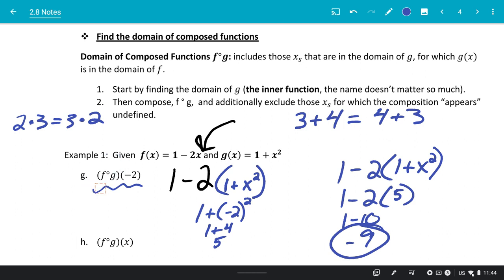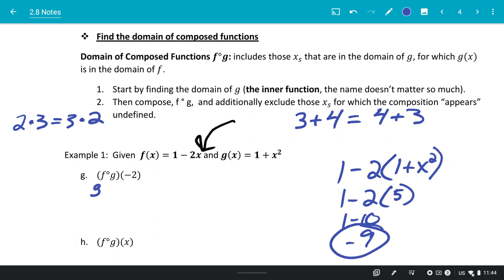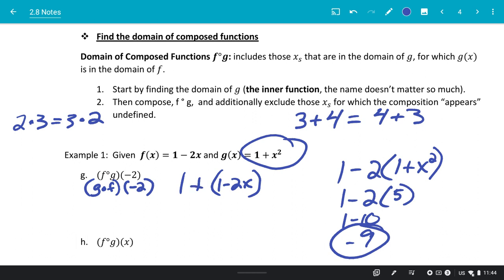So we just found f of g, and we found the value of it. Watch this. What is g of f of negative 2? Well, I told you we start where? On the inside. So now my inside would be 1 minus 2x. Put a parenthesis around that. And then what's my other function? 1 plus, and this thing is x squared. Do you see that?